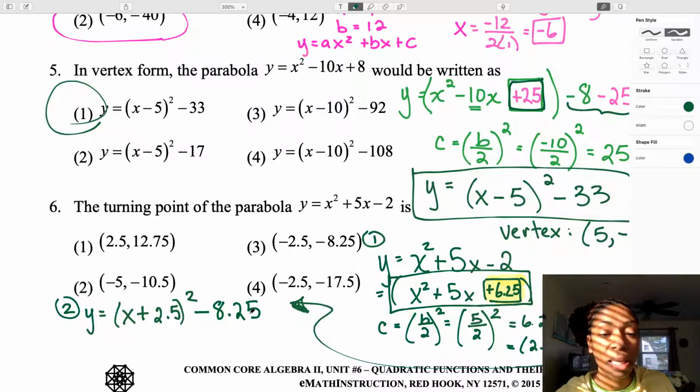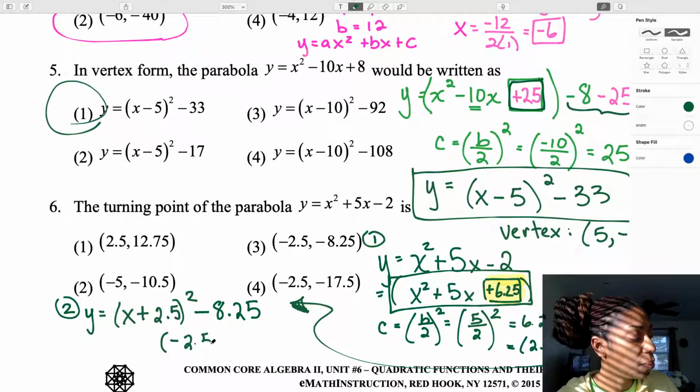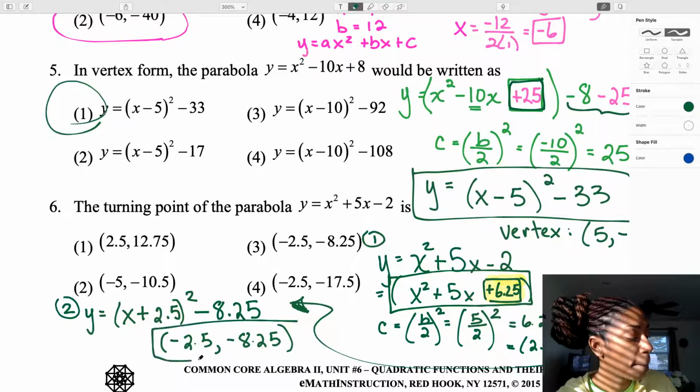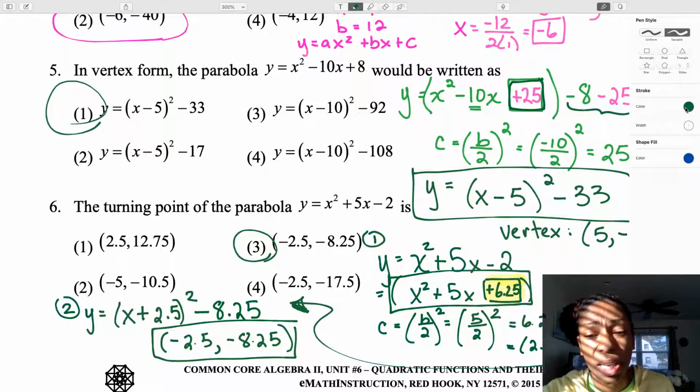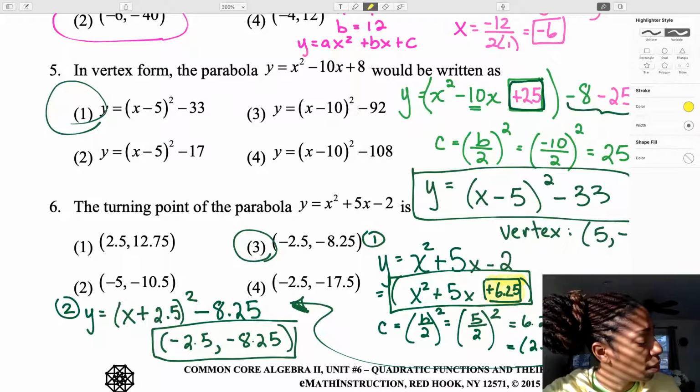Now that my equation is written in vertex form, because I just completed the square, I know that my vertex is negative 2.5 and negative 8.25. Choice 3. See all this work? This is why you can't just circle an answer and then expect to get full credit. No, ma'am.